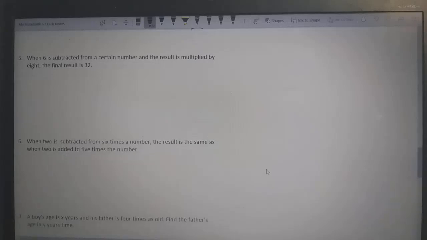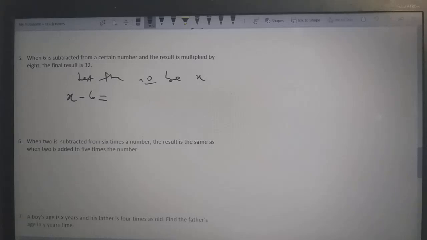Now, this another one. When 6 is subtracted from a certain number and the result is multiplied by 8, the final result is 32. When 6 is subtracted from a certain number, we don't know what the number is, so let's always remember that let the number be x. Yours can be y, like I said. So 6 is subtracted from a certain number means that we have x minus 6. That's the first statement. And the result is multiplied by 8.